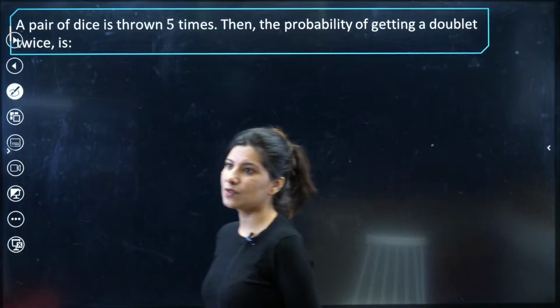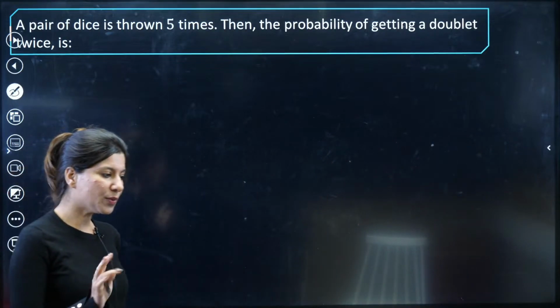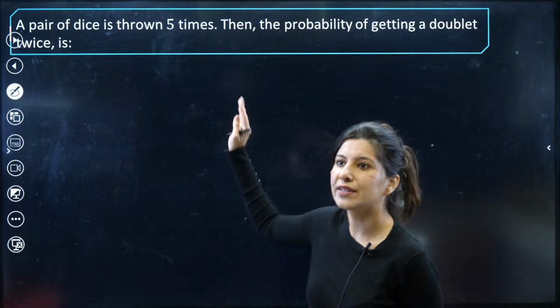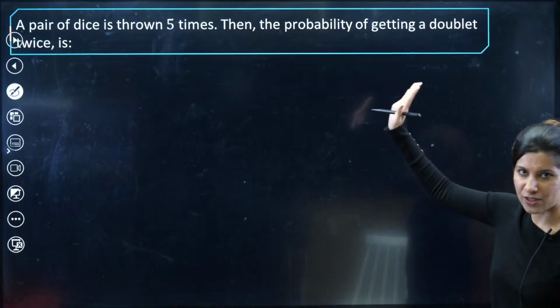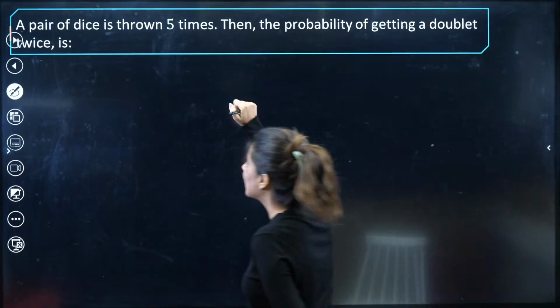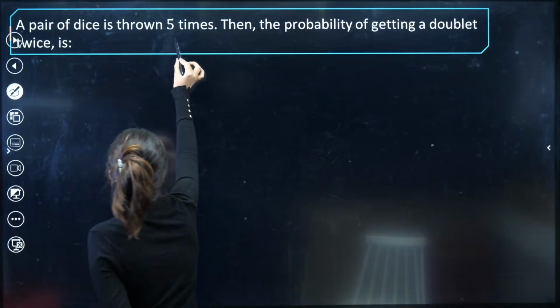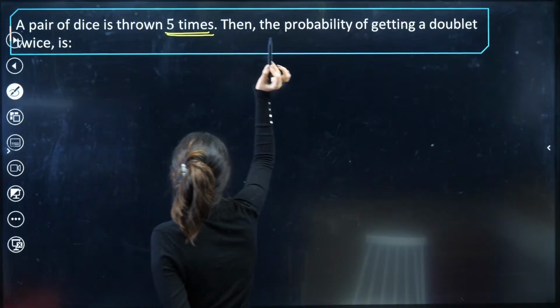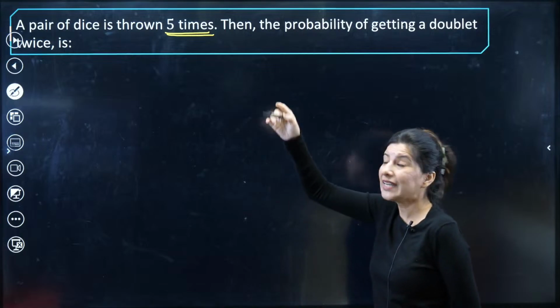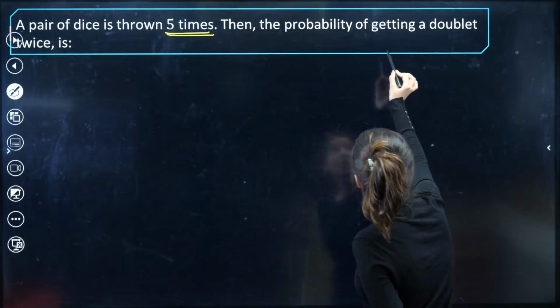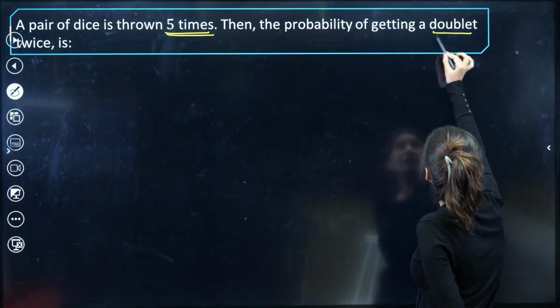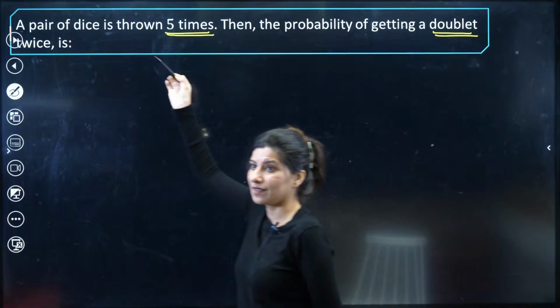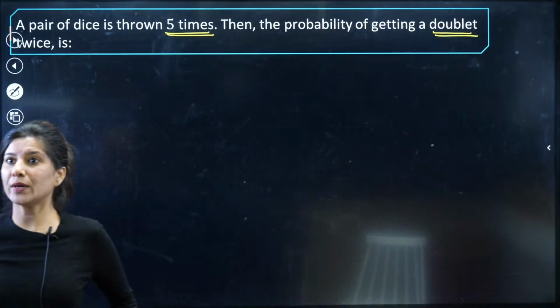Yes, now there is one question. So till now we are doing some elementary questions. Now this is the big question, the good question, the proper question. A pair of dice is thrown 5 times. Pair of dice, so n is equal to clearly 5. Then the probability of getting a doublet twice.